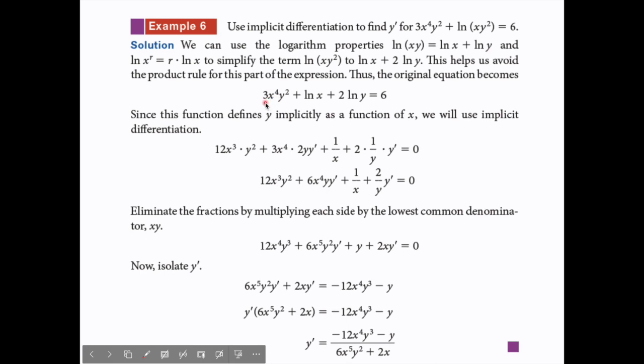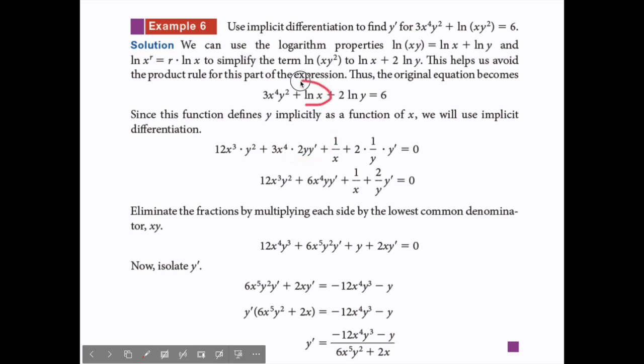So when I take the derivative of this first term here, I take the derivative of the first factor, which is 12x to the third, times the y squared. Then we're going to add that to the derivative of y squared times 3x to the fourth. Here's my 3x to the fourth. Here's my derivative of y squared. The 2 comes down in front. My exponent decreases by 1, but because y itself is a function of x, we are going to write here times the derivative of y. So this is using the chain rule.